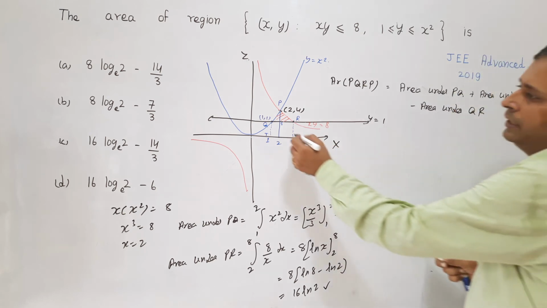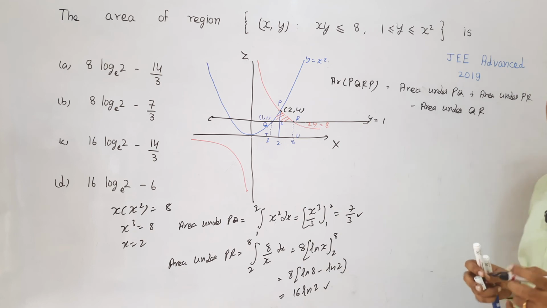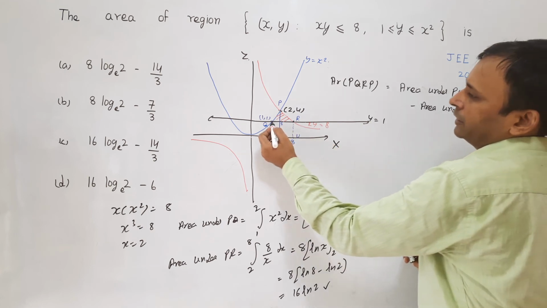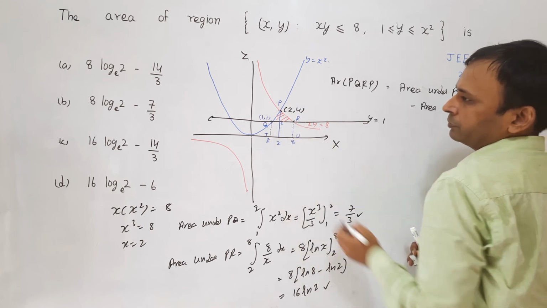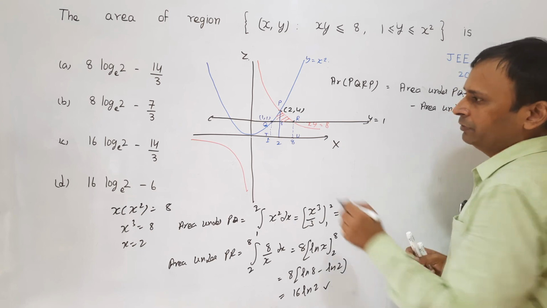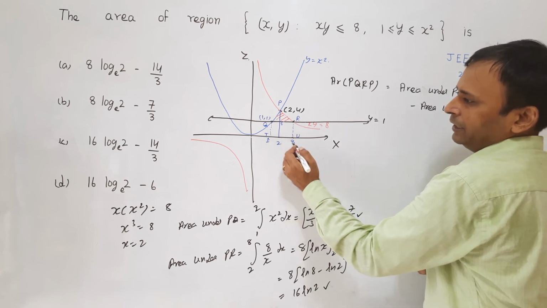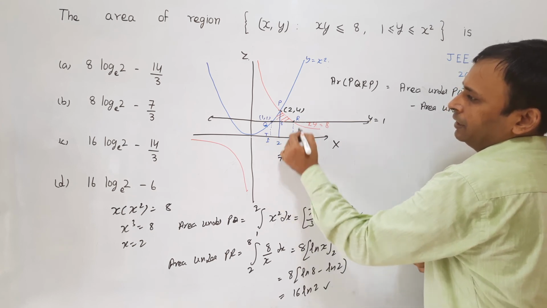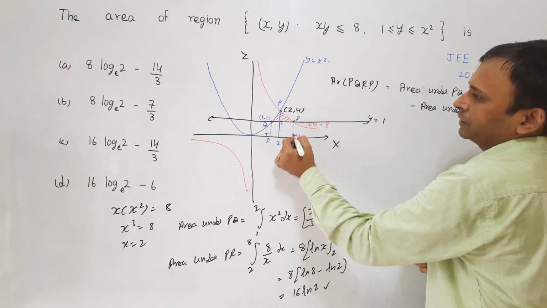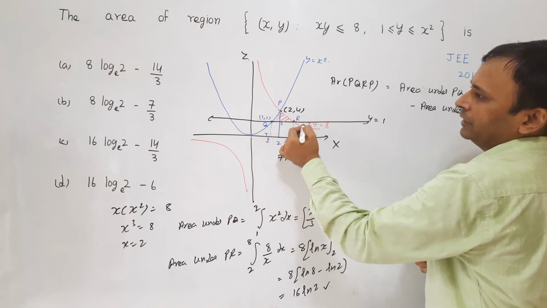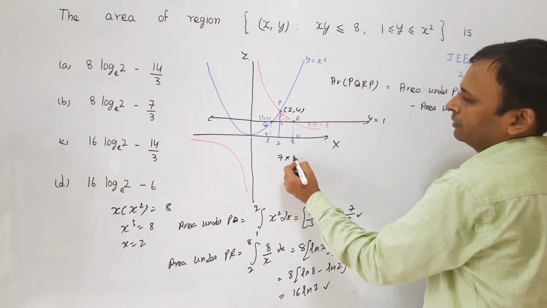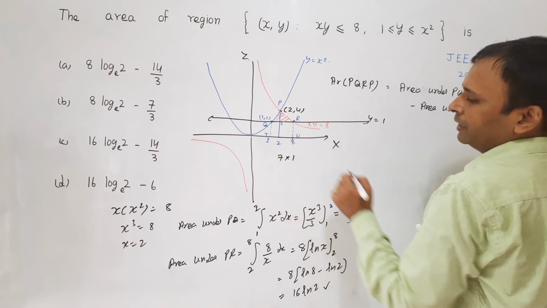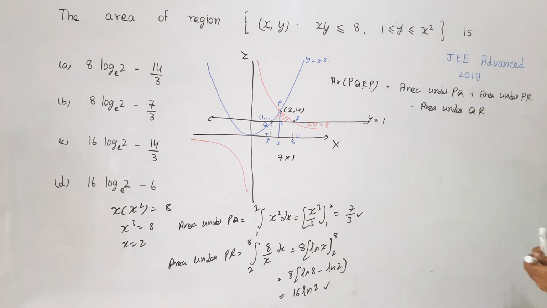And what will be the area under QR? It will simply be the area of the rectangle QRUT, which is given by length into width. So this length is 8 minus 1, which is equal to 7, multiplied by this length, which is the y coordinate of this line, which is y equal to 1. So 7 into 1 will be the area under QR.